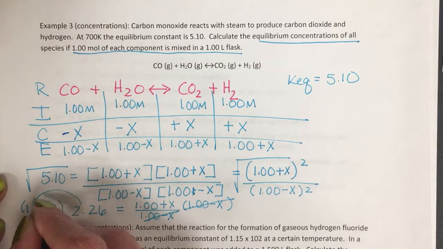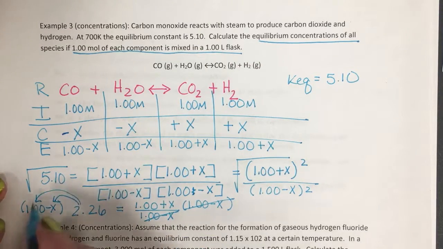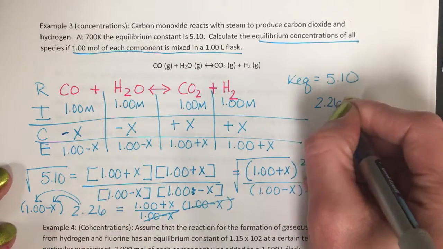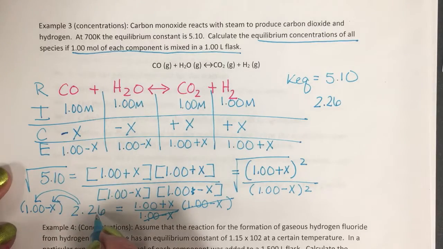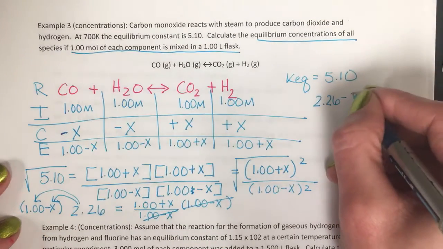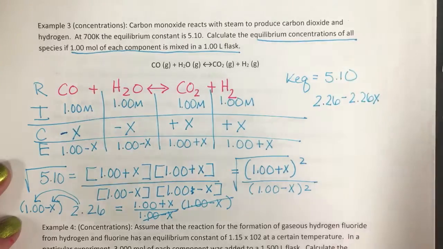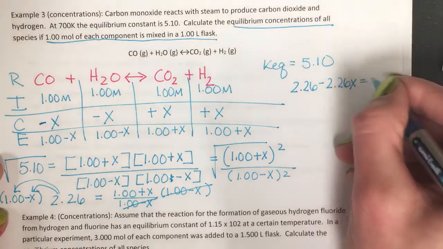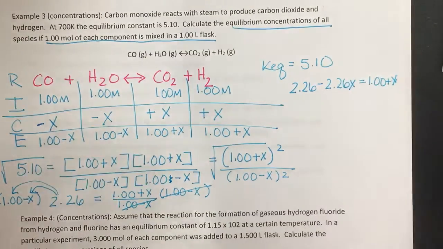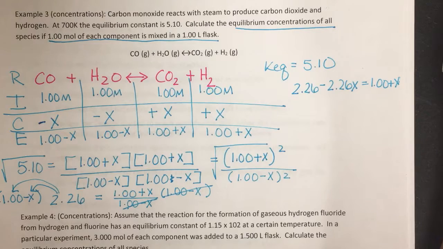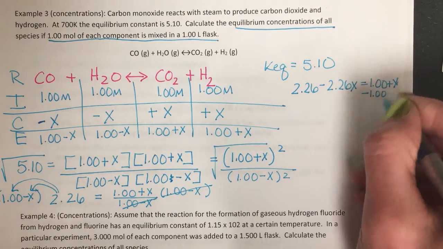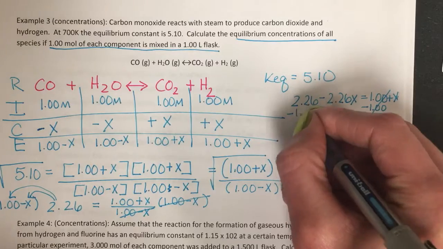Now I need to distribute this through. So 1 times 2.26, I get 2.26. Negative x times 2.26, I get minus 2.26 X is equal to 1 plus x. Well, I want to get all of my numbers to one side. So what I'm going to do now is I'm going to subtract 1 from this side and 1 from this side.